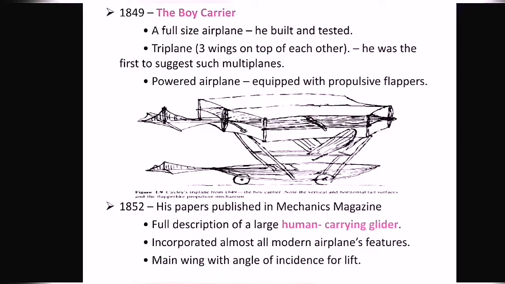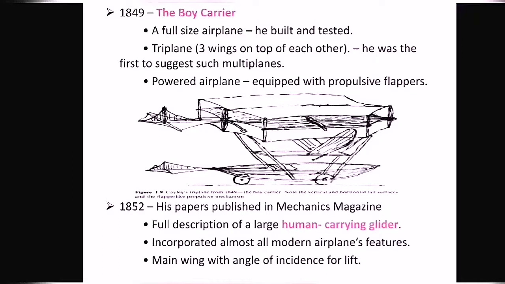And then in 1849, he built and tested a powered airplane. A 10-year-old boy was carried in this airplane. That's why it is called the boy carrier. It is a full-size airplane with triple wings, powered by propulsive flappers. See this picture. This is the boy carrier. This is the front portion, flappers and landing gears, tail portion, triple wings and the fuselage.